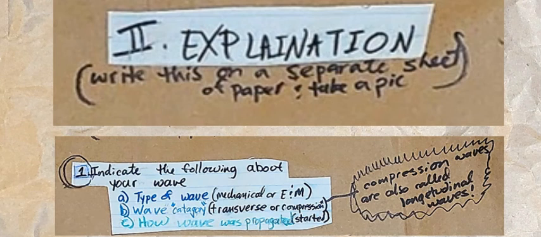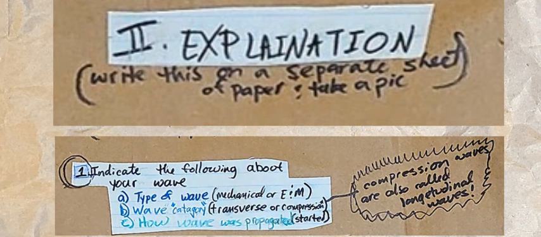Okay, so the second part's the explanation. Write this on a separate sheet of paper. You're going to take a picture of it and then upload it to the hub. So I'm going to go step by step. I'm going to do step 1 first. Indicate the following 3 things about your wave.